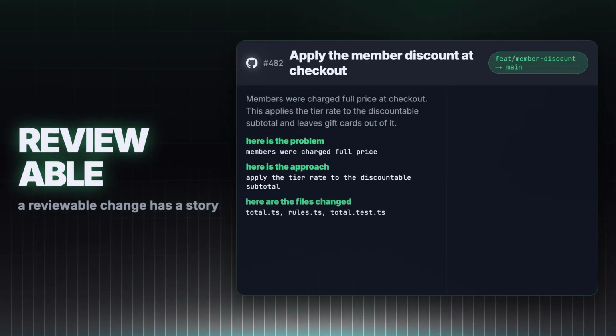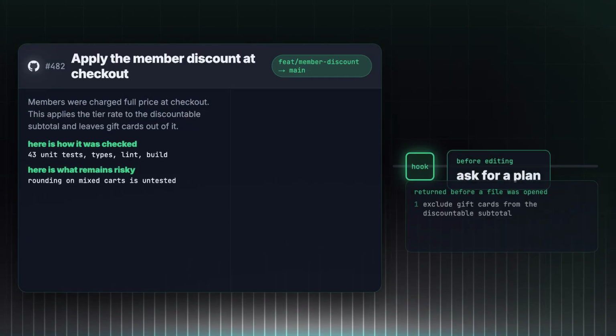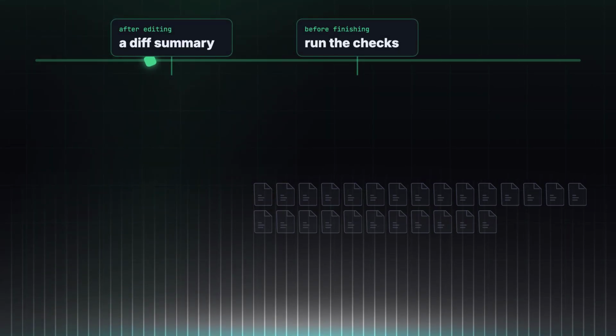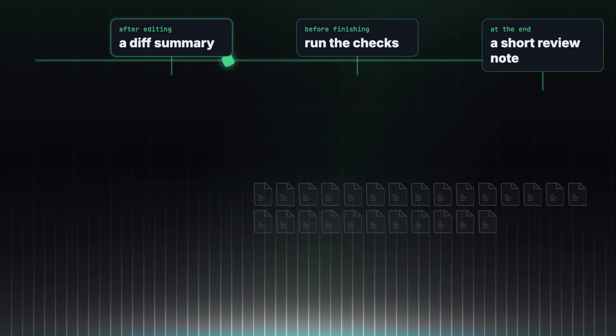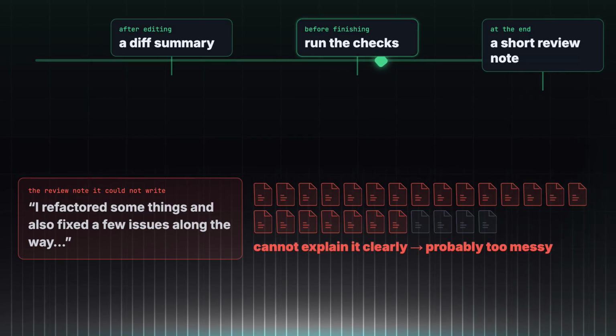A reviewable change has a story. Here's the problem. Here's the approach. Here are the files changed. Here's how it was checked. Here's what remains risky. You can build this into the workflow. Before editing, ask for a plan. After editing, ask for a diff summary. Before finishing, run the checks. At the end, require a short review note. If the agent cannot explain the change clearly, the change is probably too messy.